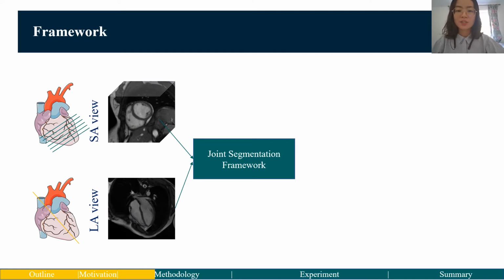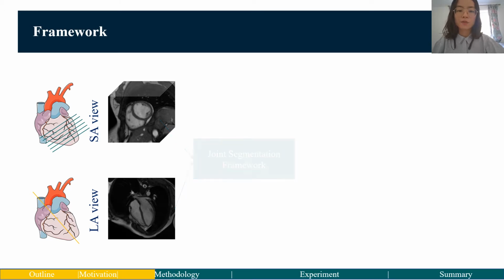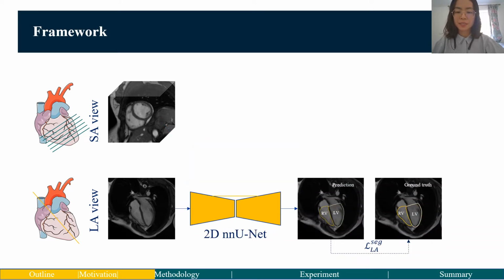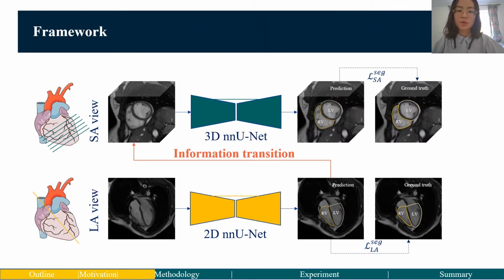We construct a joint segmentation framework to employ the prior information. We first adopt LA segmentation and then transform the RV segmentation from the LA views to generate useful prior information. Next, with the prior information, we performed RV segmentation on the SA view.